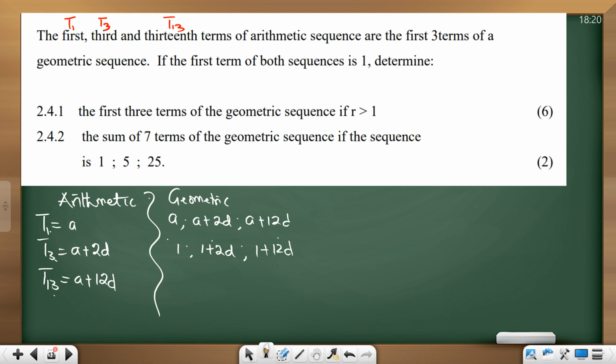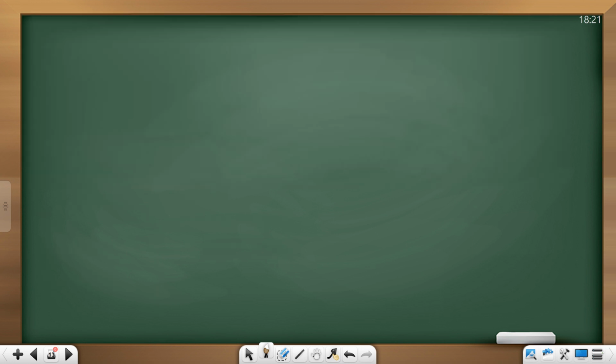2.4.1. Determine the first three terms of the geometric sequence if R is greater than 1. Okay, 6 marks, and you chicken out here. Okay, let's see. So, arithmetic. Let me just get a fresh page. We have 1. Our T1 is 1, right? Our T3 is 1 plus 2D. And our T13 is what?